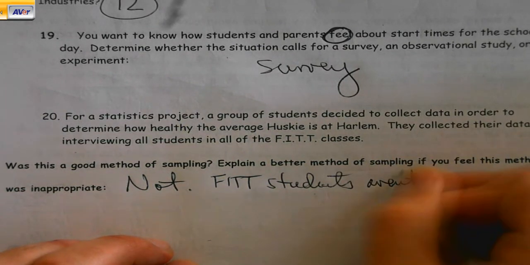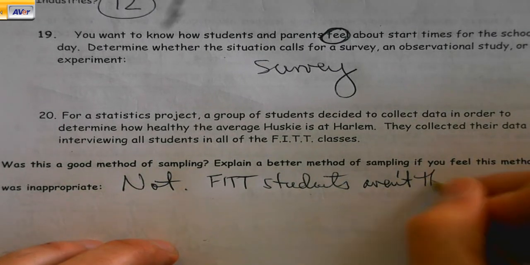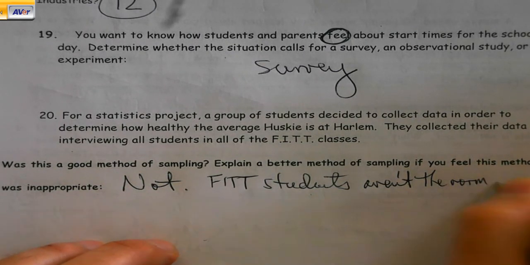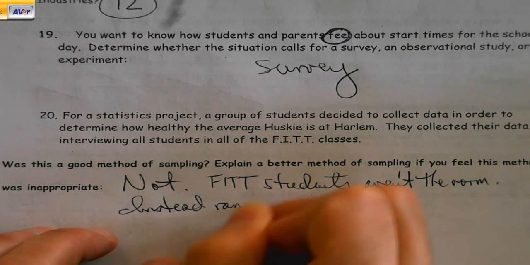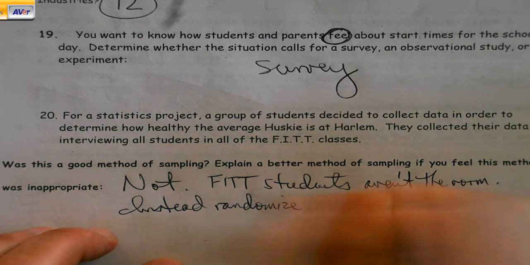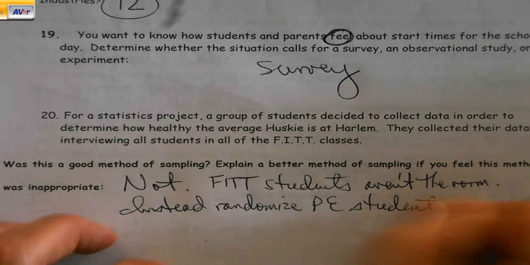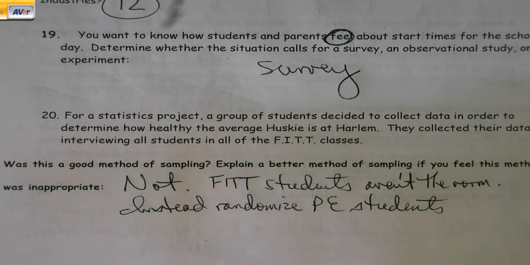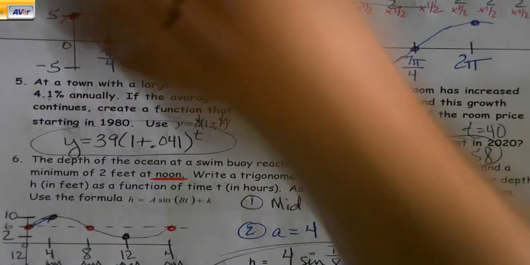So how can I fix my survey here? Okay. Instead, randomize PE students. Okay. That's legit. That's a good job of working that. Okay. Especially if you put both of them. Here's the problem, and then here's how I would come up with a solution. Not bad, not bad. Home stretch.